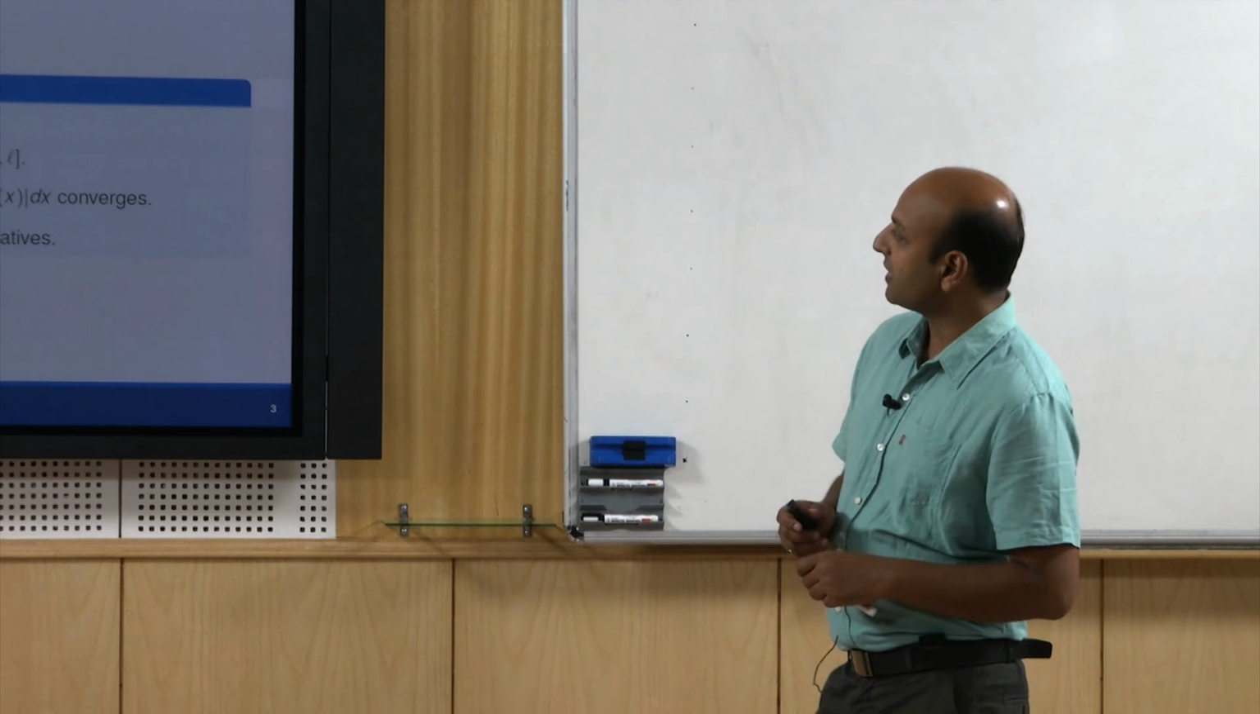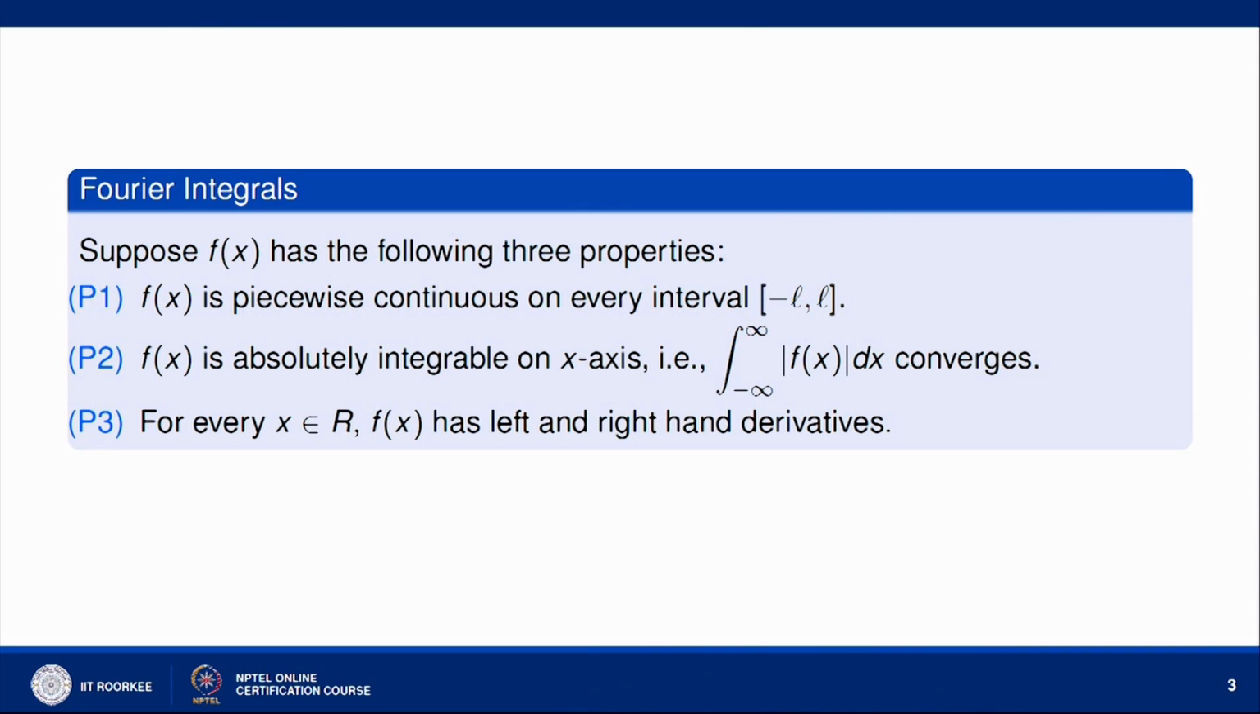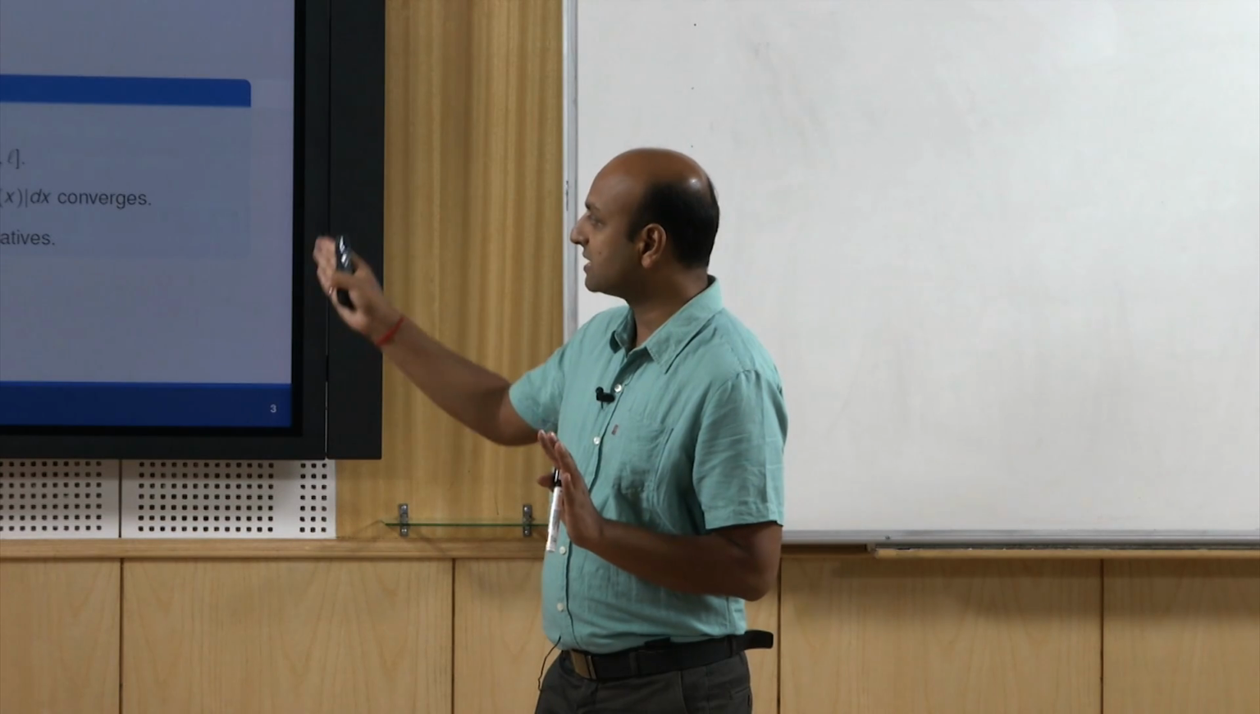First of all, suppose f(x) has the following three properties. f is piecewise continuous on every interval from minus L to plus L. f is absolutely integrable on the x axis, that means the integral from minus infinity to plus infinity of mod f(x) converges, that is, this value is finite. And for every x belonging to R, f(x) has left and right hand derivatives. First, let us suppose the function f(x) is periodic and satisfies these three properties.